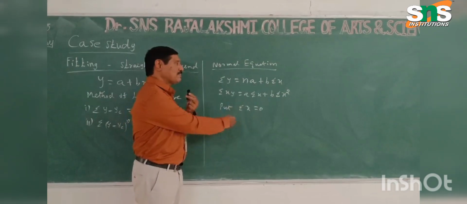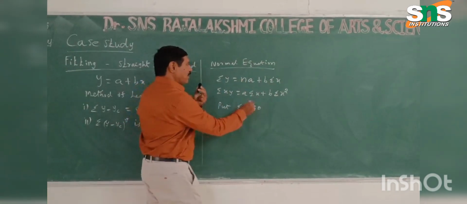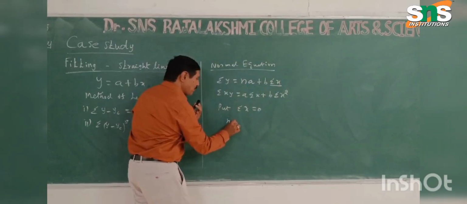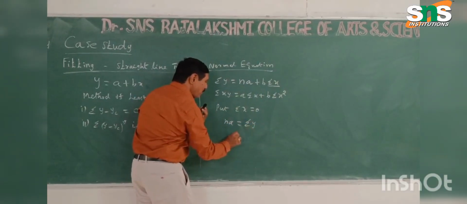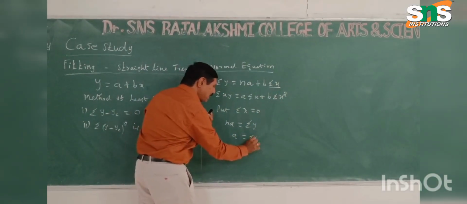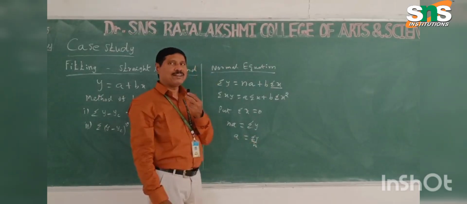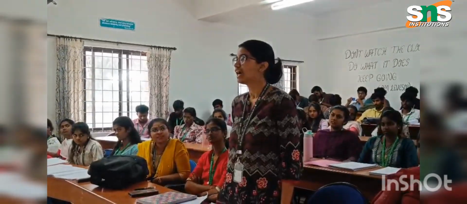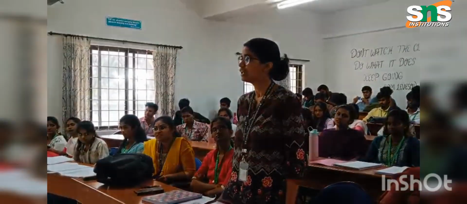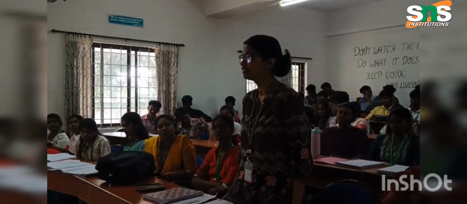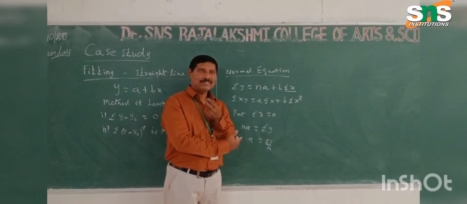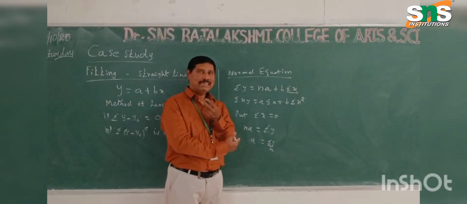So substitute sum x is 0 into these normal equations. When sum x is 0, that term is 0. So sum y is equal to n a. Therefore n a is equal to sum y, and from this a is equal to sum y by n. What is this a equal to sum y by n? Sum y divided by n means the average of y, the arithmetic mean. Therefore, a is the mean of y.